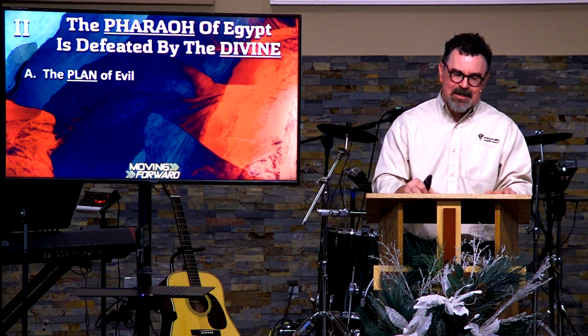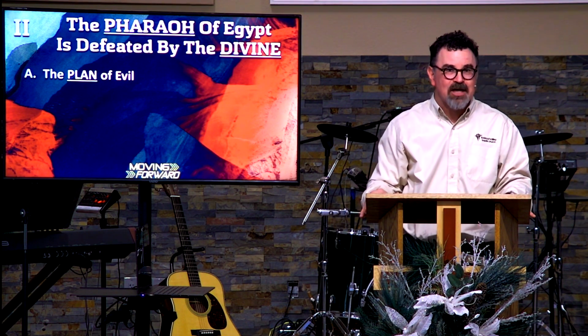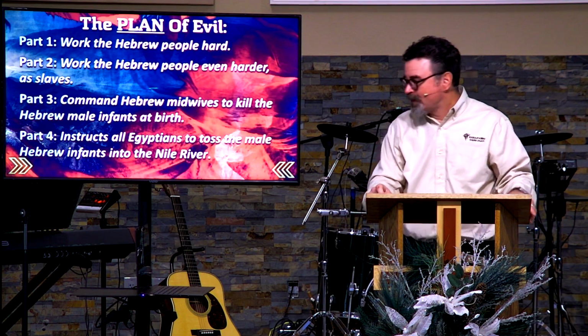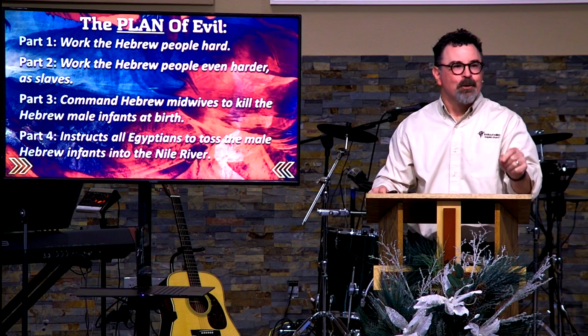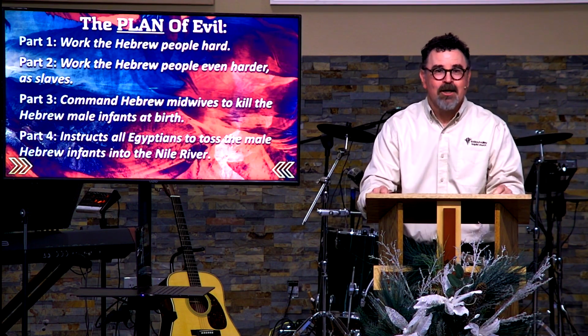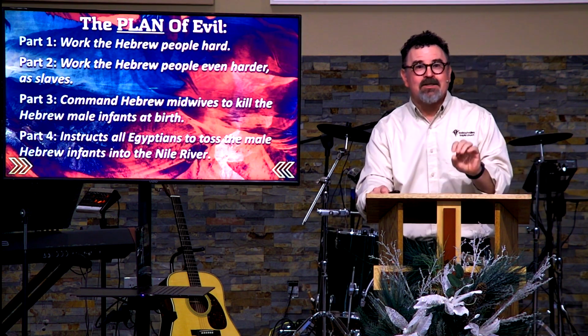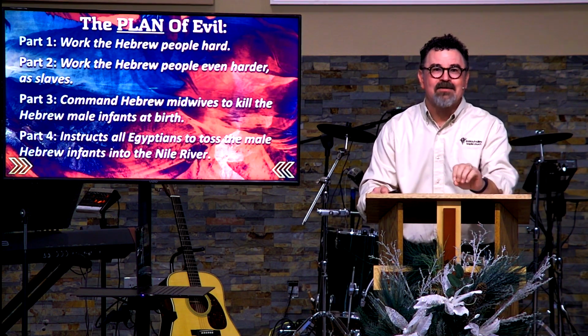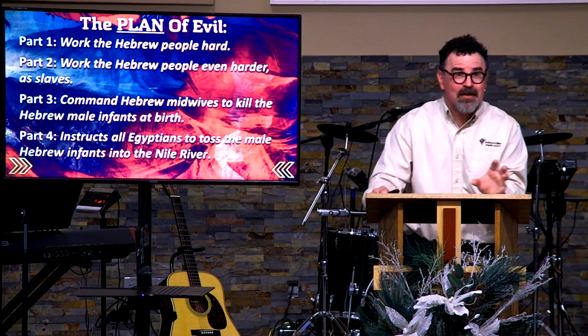Here in chapter 1, we see even in this first Pharaoh, he had a four-part strategy, a four-part plan of evil. I want you to see what they were. Part 1, he's going to work the Hebrew people hard. Part 2, he's going to work the Hebrew people even harder as slaves. Part 3, he's going to command the Hebrew midwives to kill the Hebrew male infants at birth. Part 4, that didn't work out.